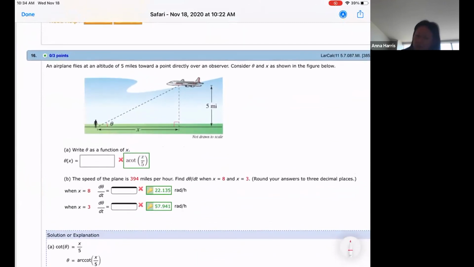Okay, this is your application problem. They gave you this data. An airplane flies at an altitude of 5 miles toward a point directly over the observer. Consider theta and x as shown in the figure below. Now write theta as a function of x. This is x right here, so they want you to write down theta of x. What is that equal to? I have x here and I have a 5 here. What's the relationship here? This is adjacent, and that's your opposite, in terms of your theta here. So what is opposite over adjacent?